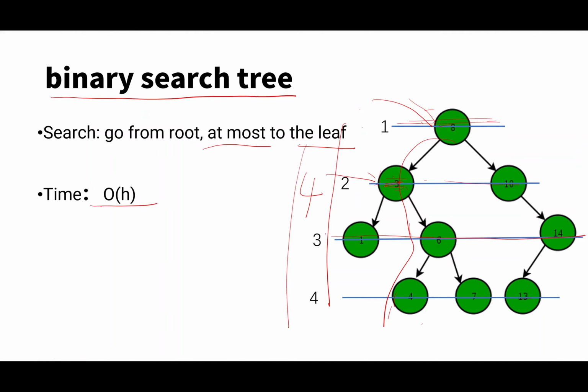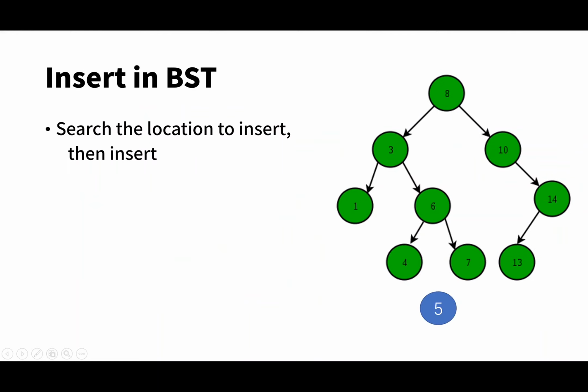And the height is generally much less than n. For example, there are 10 elements, but the height is 3. If n is very large, the height h may be only 10. So the search in a binary search tree is similar to binary search in a sequence. It is very fast.